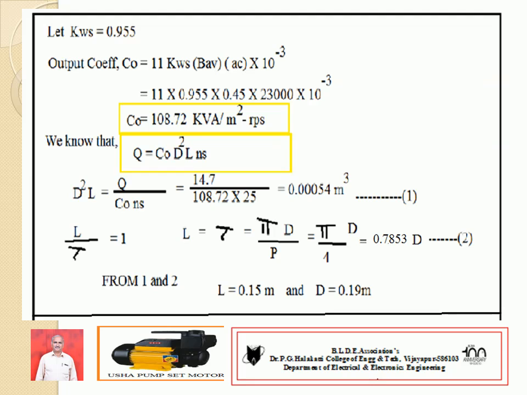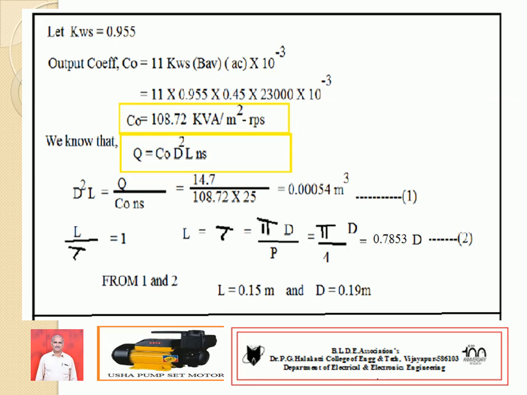So after knowing these three parameters, you take the output expression Q equal to C naught D square L NS. From this expression we have to separate D square L. Hence you develop the expression for D square L and go on substituting the values. Then you get equation number 1: D square L equal to 0.00054 meter cube. You go on writing the formulas, substituting and solving. This is the standard way.